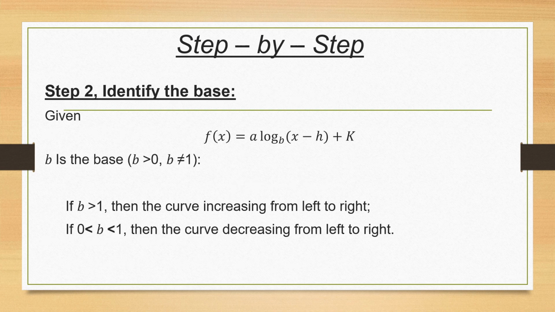So step 2 is identifying the base. Given this function, b is the base. b has to be bigger than 0 and not equal to 1. If b is bigger than 1, the curve is increasing from left to right. If b is between 0 and 1, then the curve is decreasing from left to right. b can't be equal to 1 because then the exponent would have to be equal to 0.